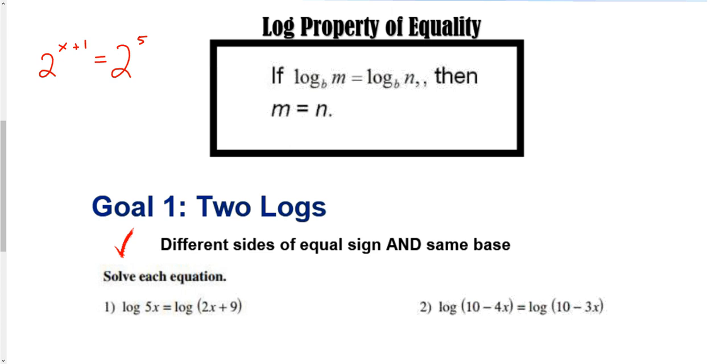So they have the same base, right? So we cross them out, and then we just solve what's left. So we would go like this, and we have x plus 1 equals 5, and then we would solve what's left. What if the bases didn't match? What was the strategy then?